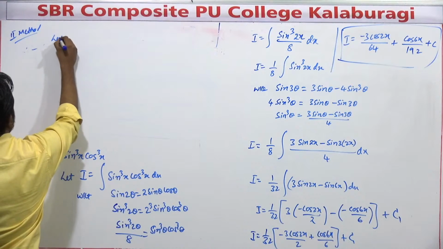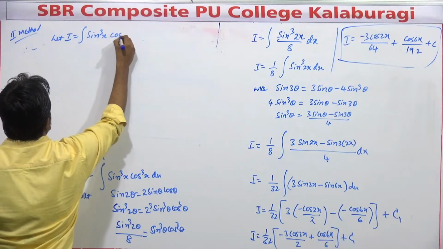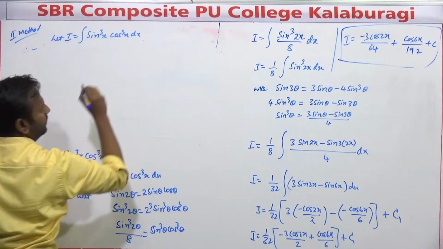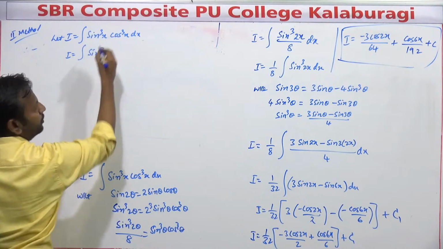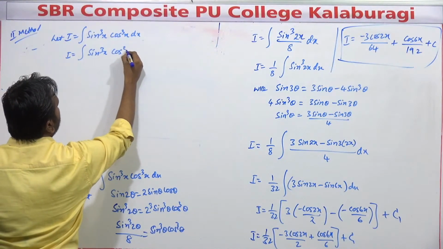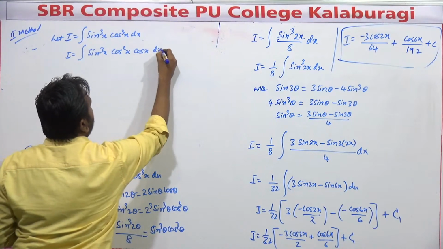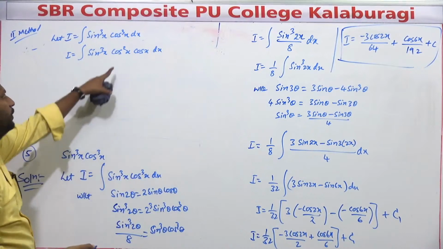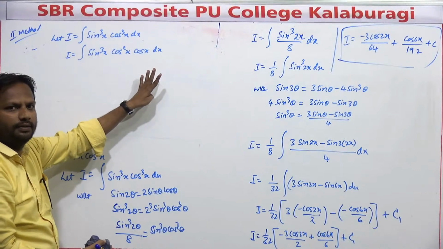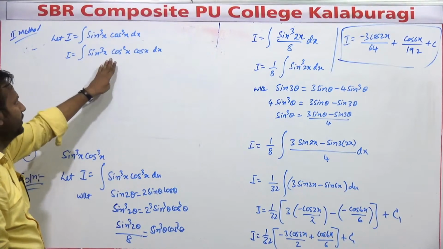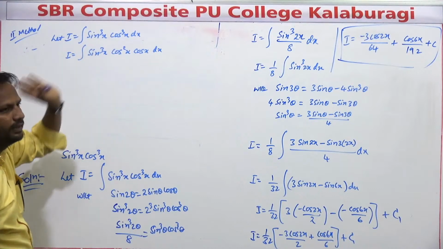Consider I as the integral of sine cube x cos cube x dx, right? I'll split this like this: cos cube I'll split as cos square x into cos x dx. Why, sir, do we do it like this? As we know, the differentiation of sine is cos, so in that manner I split it in this way.